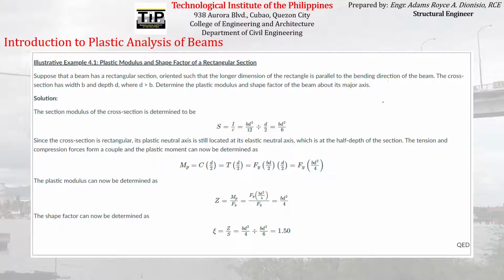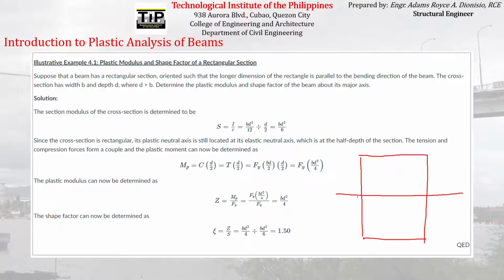So medyo nakakalito yan. Kailangan medyo familiar ka sa mga salita-salita na yan. So sabi niya, meron kang rectangular beam. Ang orientation niya daw is such that the longer dimension of the rectangle is parallel to the bending direction of the beam. So, paano yun? Paano yung itsura nun? Pahiga ba or patayo yung beam natin?